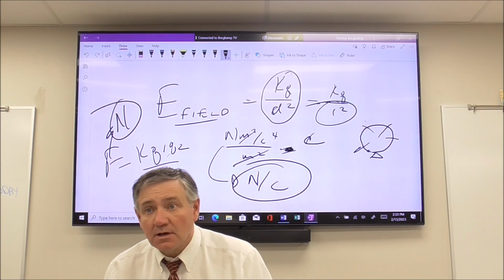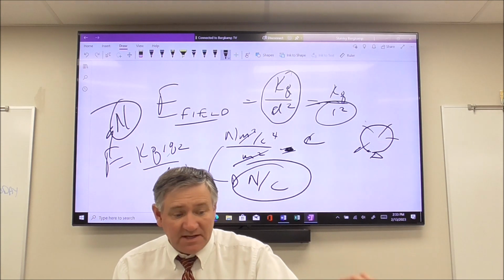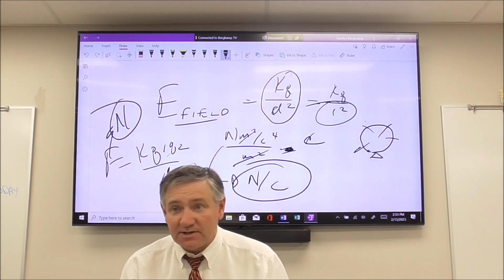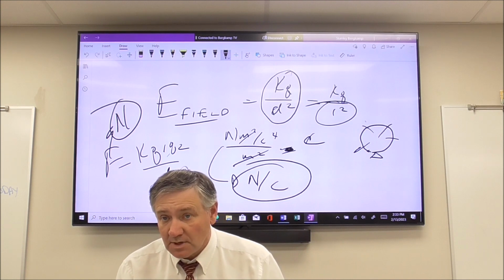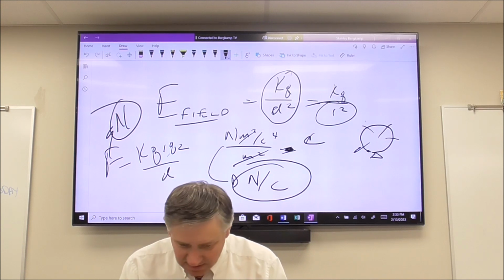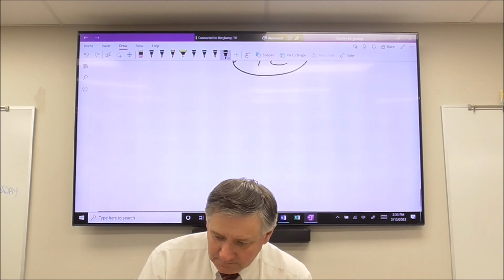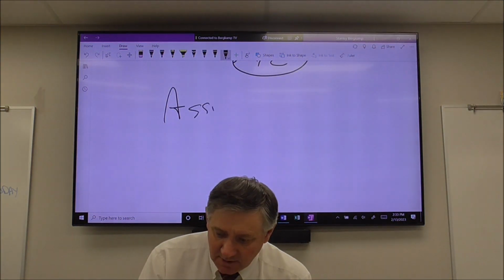What is a coulomb? It's a fundamental unit. Just like kilograms, you can't break down kilograms, you can't break down coulombs. It's just charge. That's it. What is Q? Q is just charge.